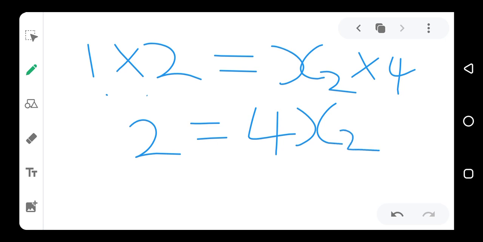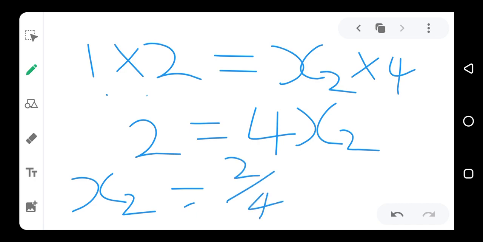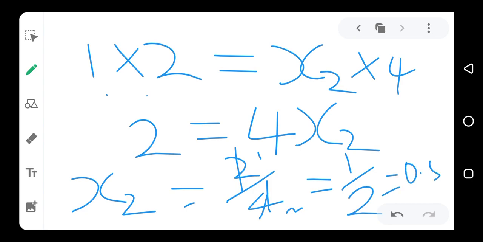If you make x2 stand alone, then x2 is equal to 2 divided by 4, which is equal to 2 go 1, 2 go 2, which is 1 over 2, which is equal to 0.5. So this is the value of x2. So when y is equal to 4, x is equal to 0.5 or half, 1 over 2. So this is the answer. So this is how to solve inverse variation.